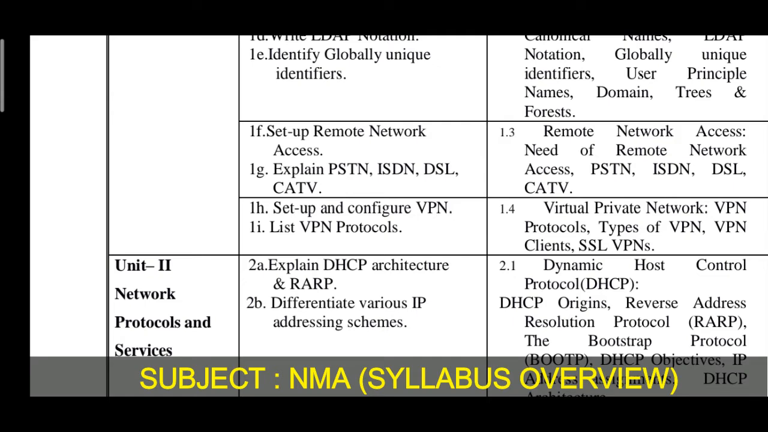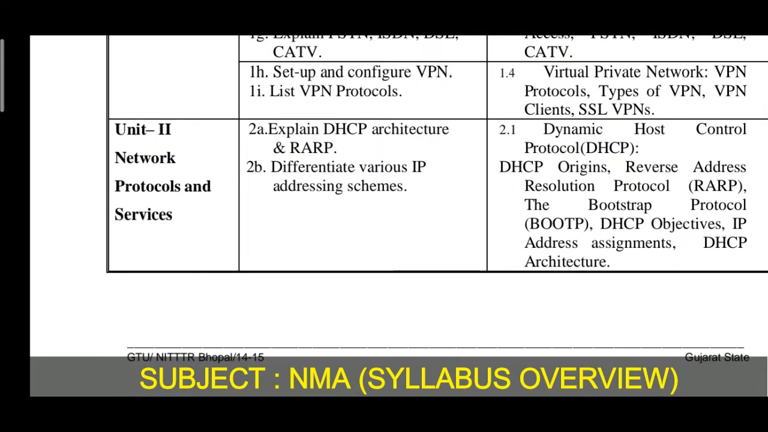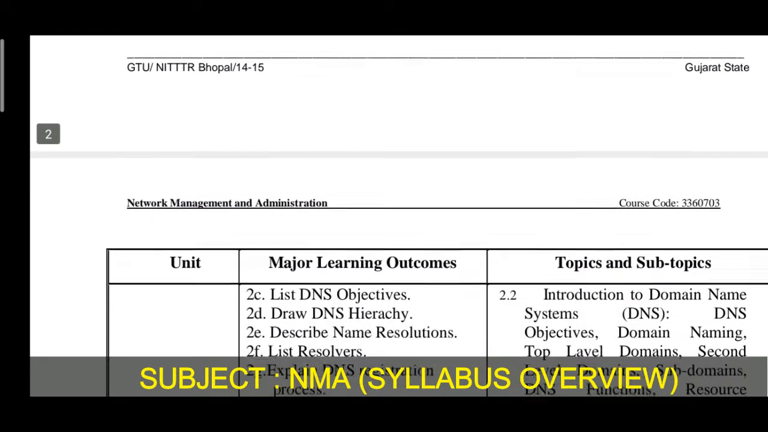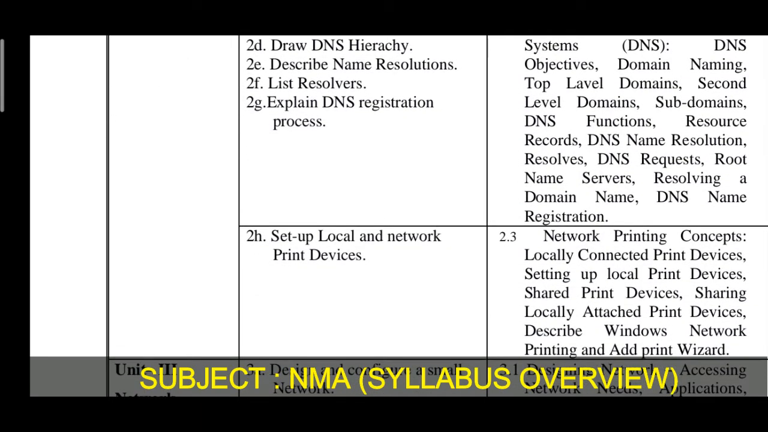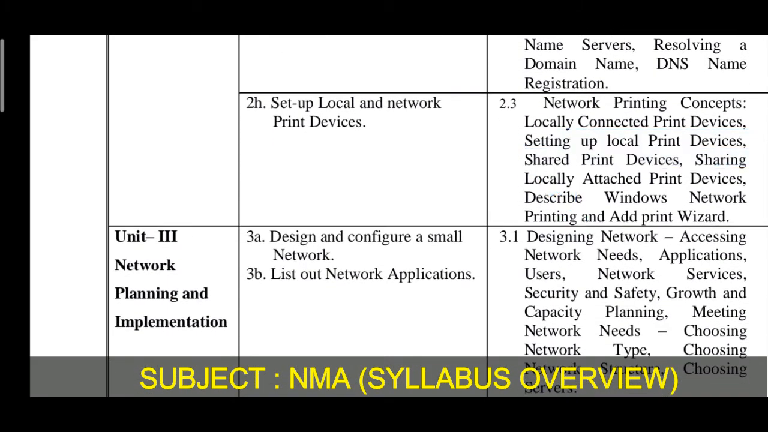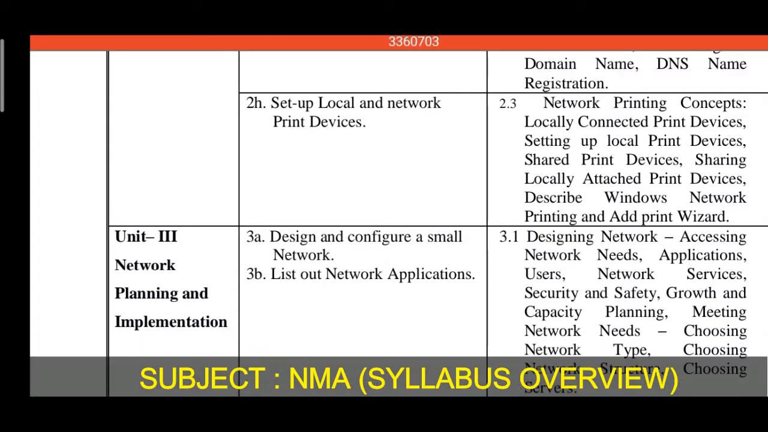Then differentiate various IP address schemes. The second chapter also includes: list DNS objectives, draw the DNS hierarchy, describe name resolution, list resolvers, and explain the DNS registration process. Then it also includes setting up local and network print devices. Local and network print devices is nothing but a simple implementation of installing the driver for a printer. Then unit number 3 is Network Planning and Implementation.